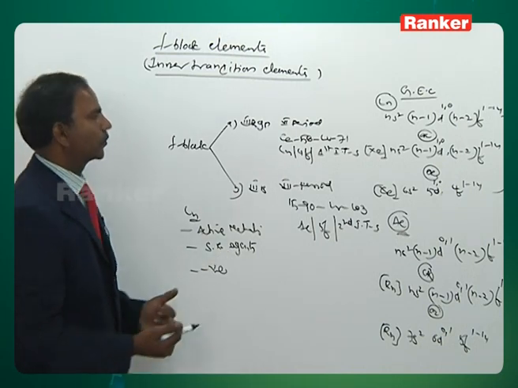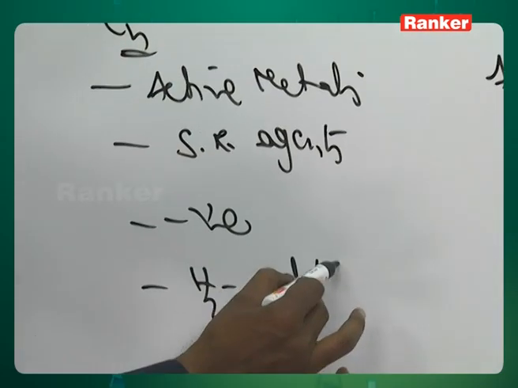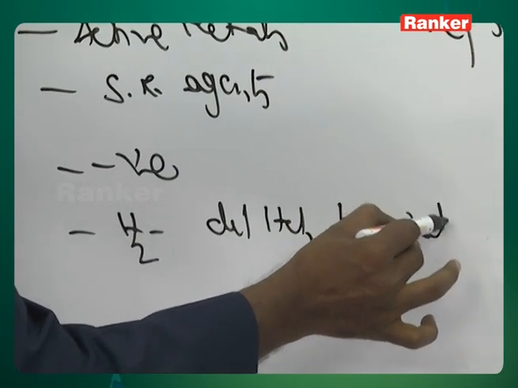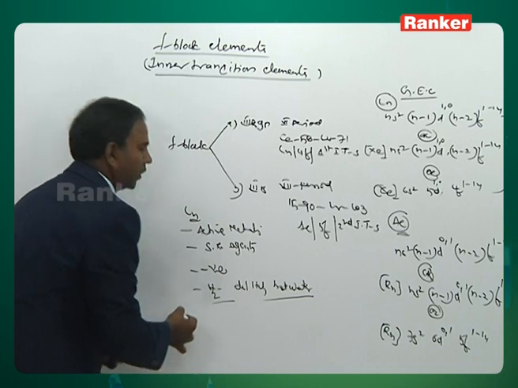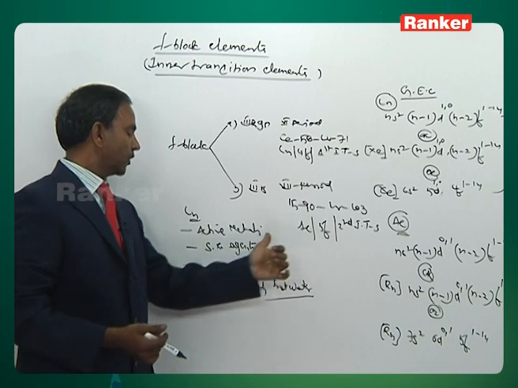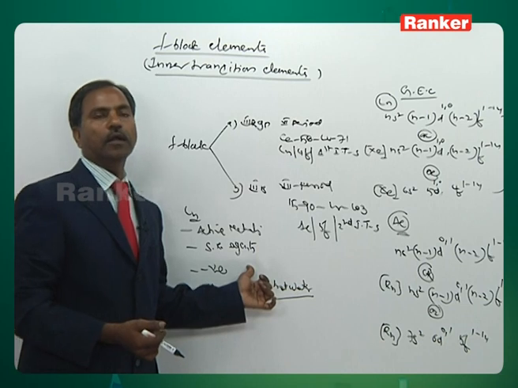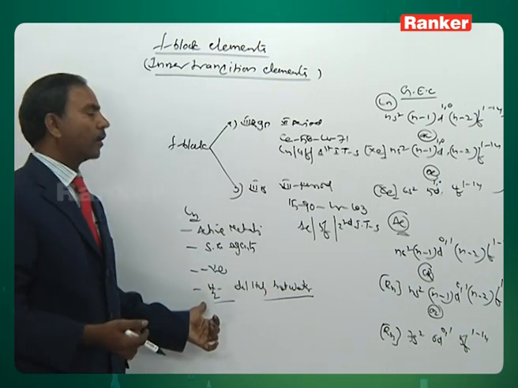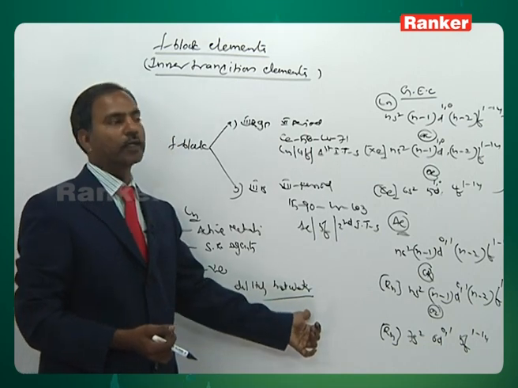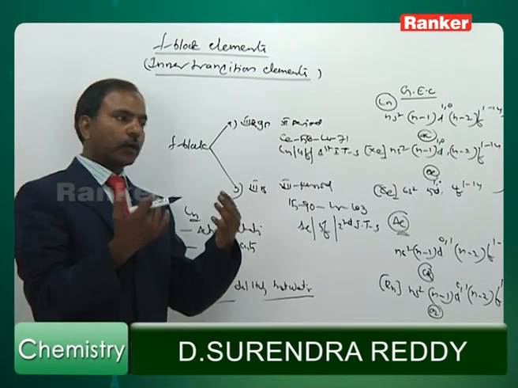Therefore, they act as strong reducing agents, and they easily liberate hydrogen gas from dilute acids and also from hot water. So lanthanides are active metals and strong reducing agents, their electrode potential values are negative, and they easily liberate hydrogen gas from dilute acids and hot water. These are all the properties of active metals.